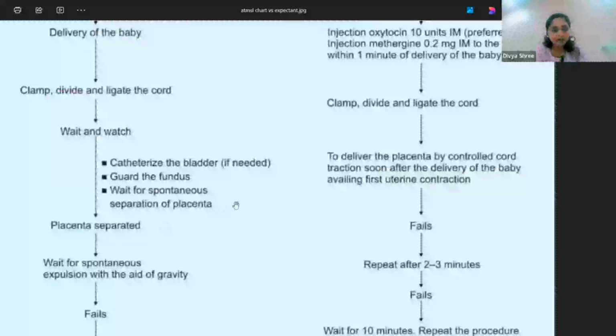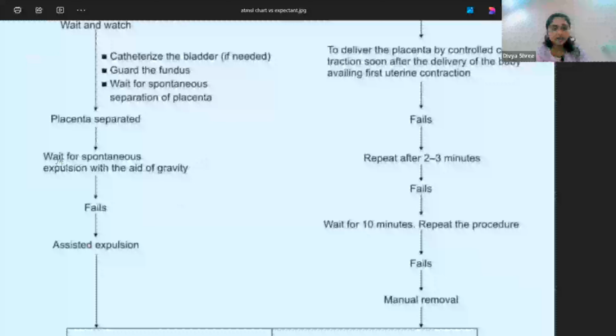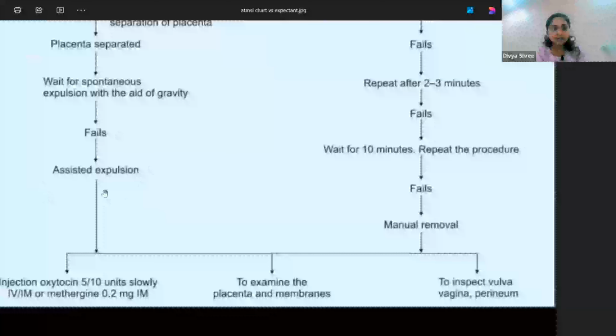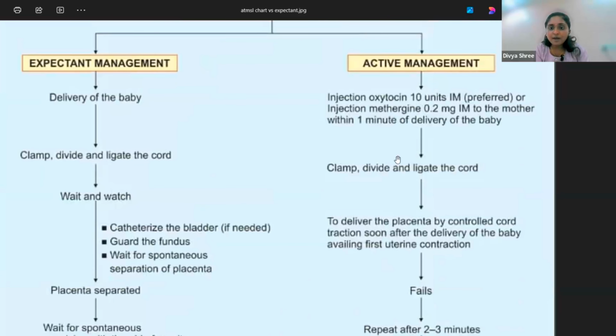If the placenta is separated, well and good, or you wait for spontaneous expulsion with the aid of gravity. If it fails, then assisted expulsion is required. Then you can give oxytocin 5 to 10 international units slowly, IV or IM, or methergine 0.2 mg IM. Next, let us see our active management of the third stage of labor. In active management, you give oxytocin as soon as the anterior shoulder delivers, or methergine within 1 minute of the delivery of the baby.